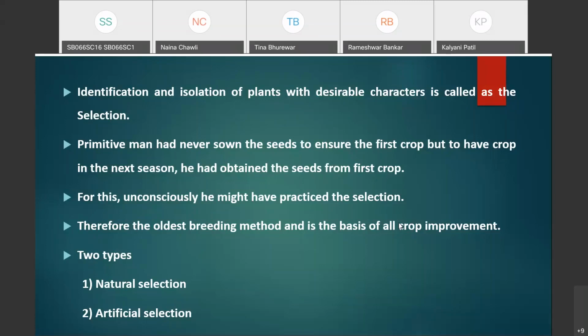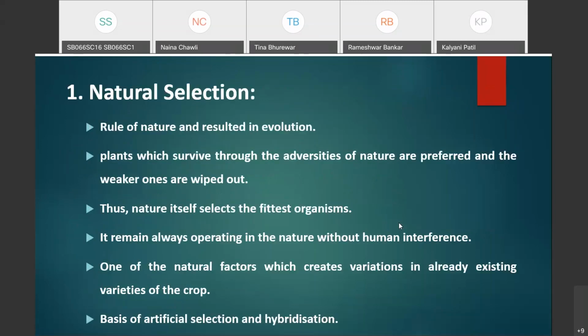Okay. Therefore, selection is the oldest breeding method and the basis of all crop improvement. There are two types of selection. The first one is natural selection and the second one is artificial selection. Here, the first one, natural selection, as you know, is the rule of nature and results in evolution.